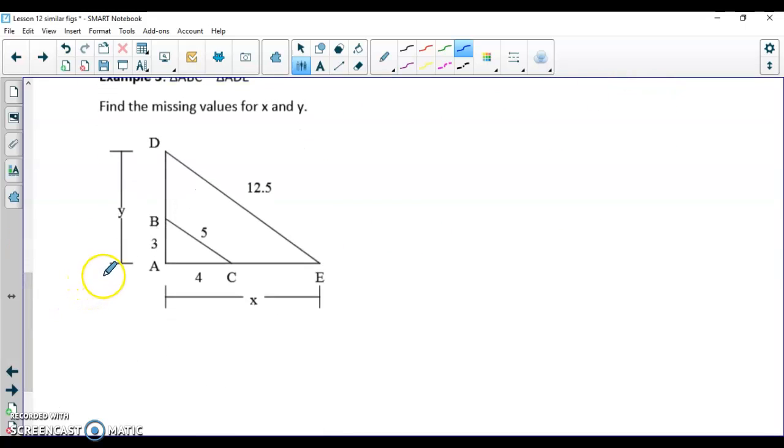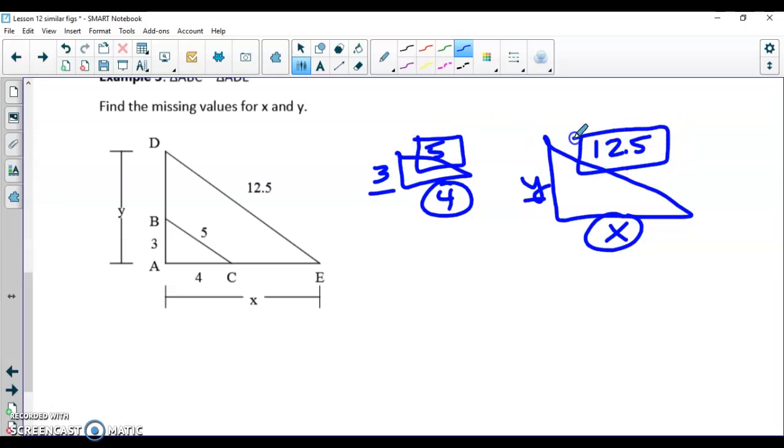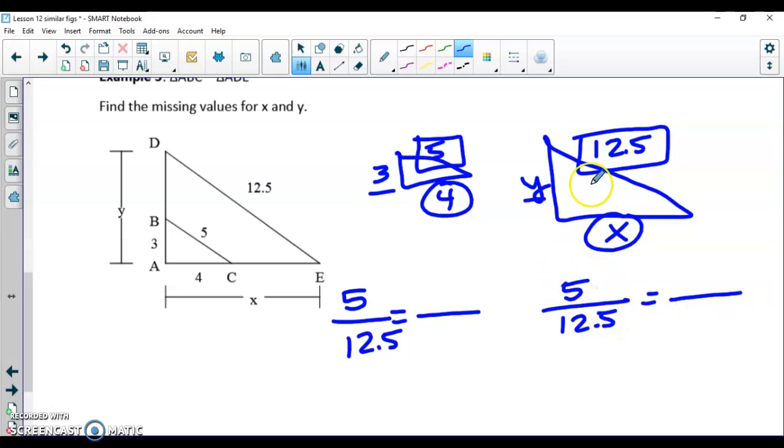Last example here is what we call a nested one. So we have this little triangle and this big triangle here. What I recommend you do is just a real quick sketch. 3, 4, 5, redraw the little one, big one, y, x, 12.5. So you're going to go ahead, the 3 goes with the y, the 4 goes with the x, the 5 goes with the 12.5. So both of my proportions are going to start off 5 over 12.5, because that's a proportion there, and you need to use the pieces that are already there.